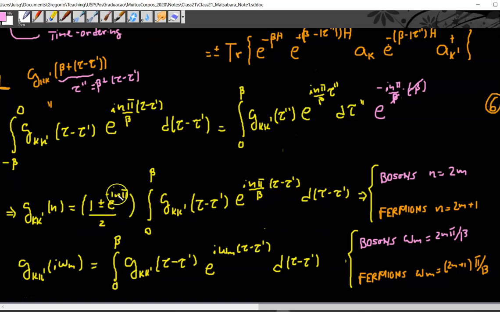But notice this point. If these are bosons, n cannot be odd. Why? Because if I have a plus sign here and n would be odd, this would be a minus 1 and I'll get 0. So if I have bosons, n has to be even. Now if I have fermions, it's the other way around. This minus sign here tells me that n has to be odd. So for fermions, this n has to be an odd number, 2n plus 1. Now, not only is my frequency quantized, but it assumes values with different parities depending on whether we have bosons or fermions. Now, it would be an interesting exercise to think what would happen for anyons, right?